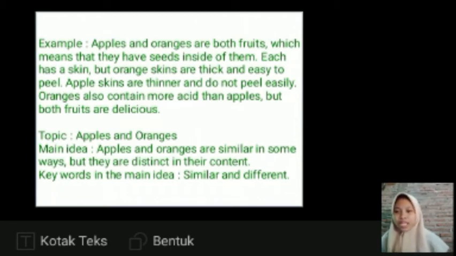The topic in the paragraph is apples and oranges. The main idea is that apples and oranges are similar in some ways, but they are distinct in their content. The keywords in the main idea are similar and different.